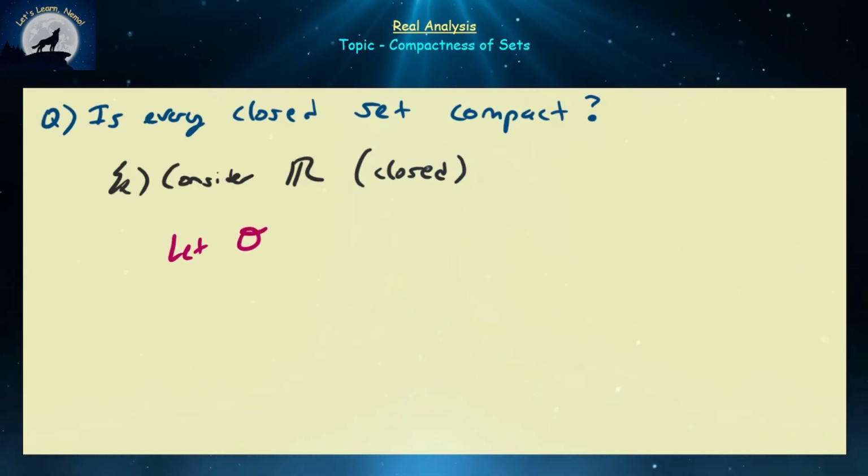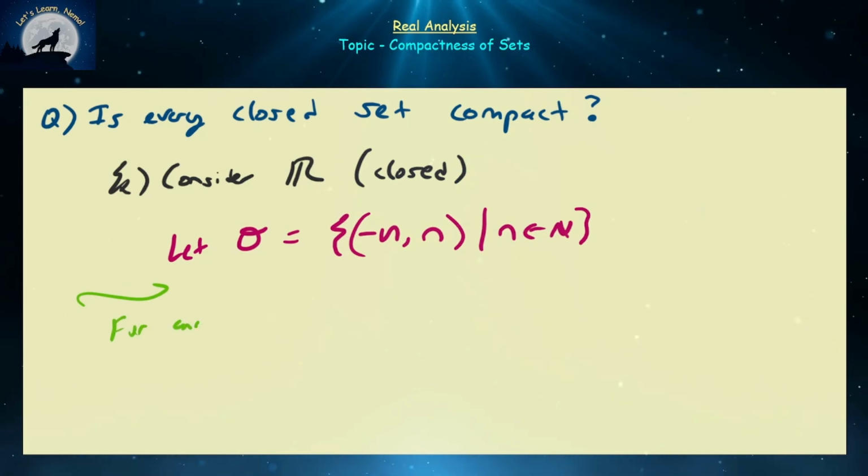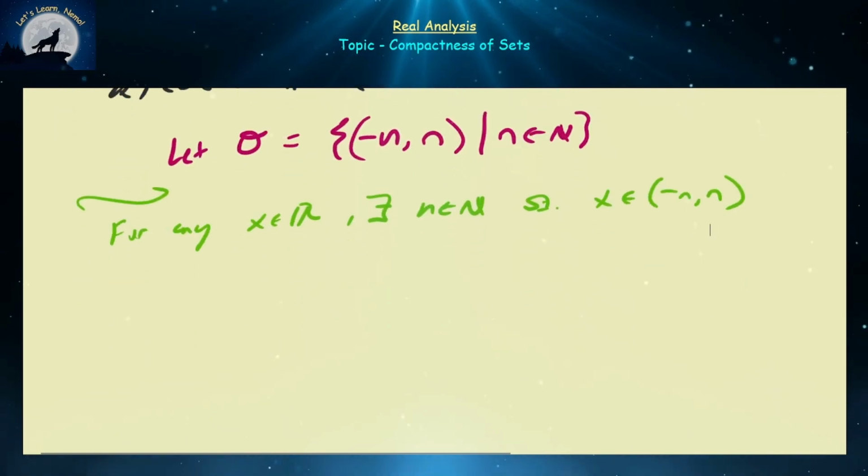So let's actually choose the same open cover as before, in particular minus n to n, such that n is a natural number. So is this really also an open covering of R? For any x in R, you should be able to show that there does exist an n in the set of natural numbers such that x belongs to minus n to n. Right? So if this is the case, then what can we say?